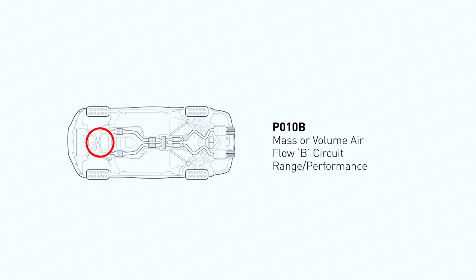Diagnostic Trouble Code DTC P010B stands for Mass or Volume Airflow B Circuit Range of Performance. This error code is set when the powertrain control module (PCM) perceives a potential problem with the mass airflow (MAF) sensor or its circuit.